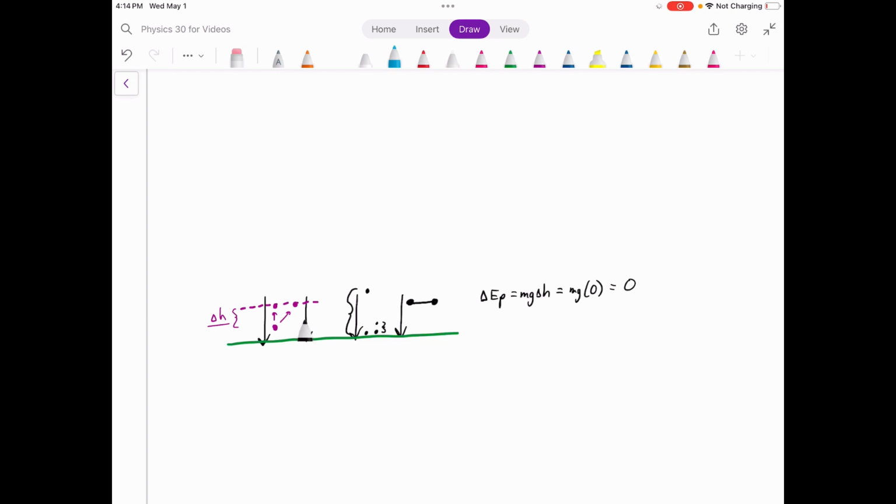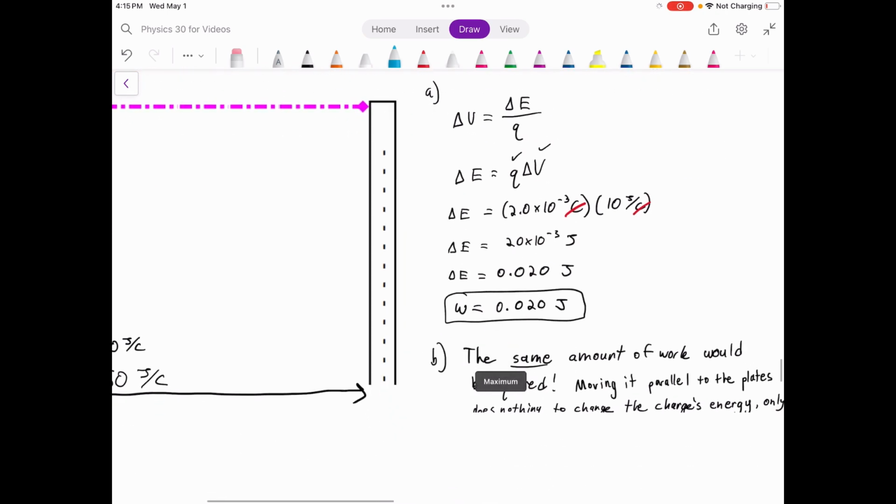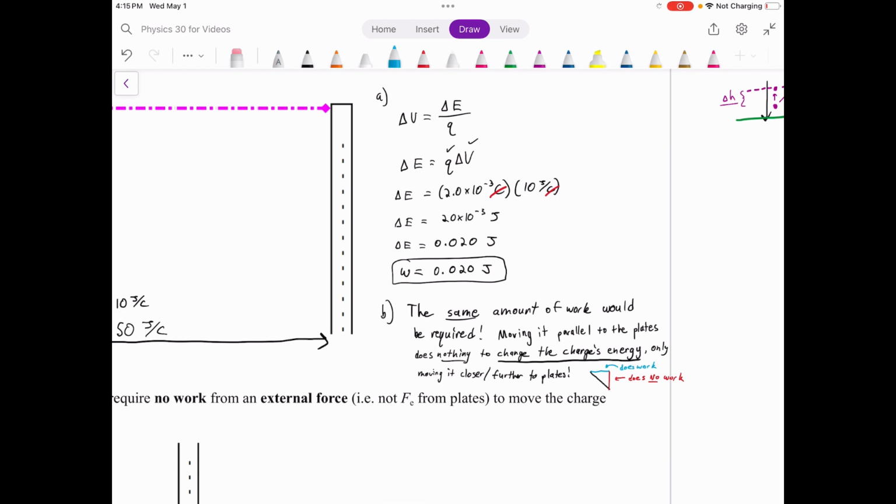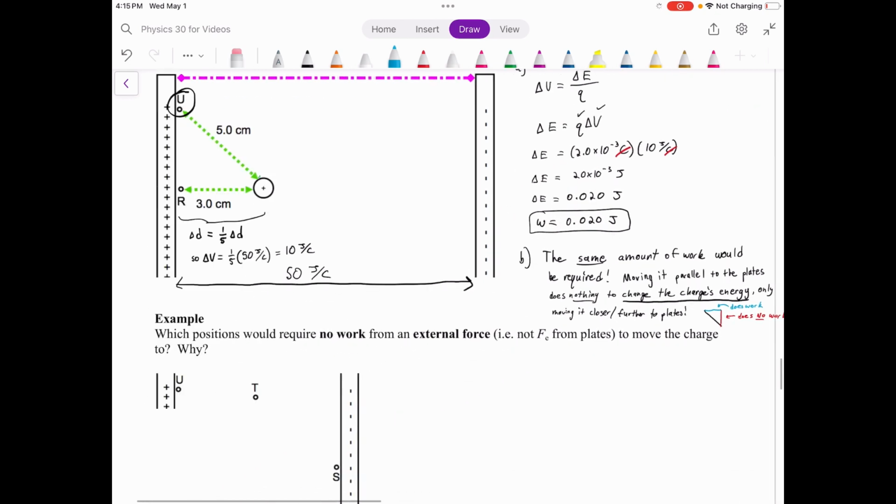Moving it higher or lower can change its potential energy, but moving it side to side, well, that's not changing its potential energy, right? Only moving it with the gravitational field or against the gravitational field can actually change its potential energy. And therefore, only doing that requires work.